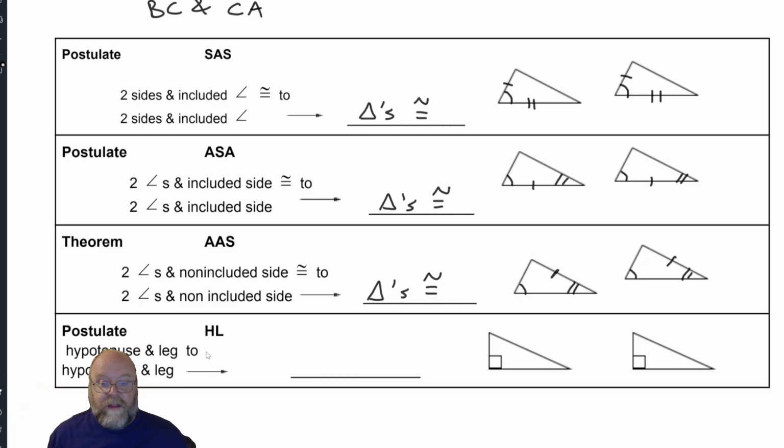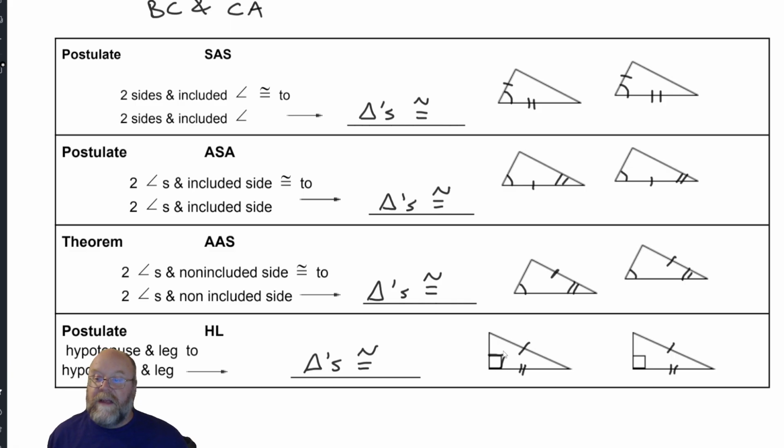Okay. And then you have this other postulate. Only works with right triangles. It's called hypotenuse leg. That's HL. So it only works with right triangles because, well, there's a reason. But hypotenuses are only on right triangles. Okay? So when you see hypotenuse leg, you're talking about a right triangle. Hypotenuse leg to hypotenuse leg means your triangles are congruent. So if my hypotenuse is congruent and one of the legs is congruent, then you're good to go.